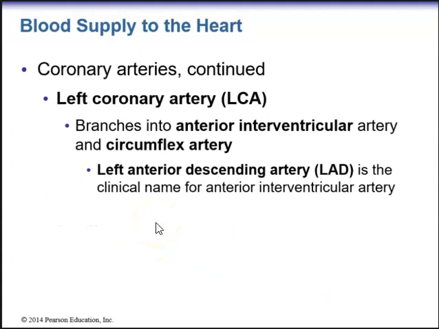The left coronary artery will then branch into an artery that will travel anteriorly and into that interventricular sulcus. So it branches into the anterior interventricular artery as well as the circumflex artery. Now, the anterior interventricular artery is also known as the LAD, or the left anterior descending artery. This is the clinical name that we use for the anterior interventricular artery. And this is the artery that is most likely to become occluded and cause a myocardial infarction, or the death of muscle tissue with its occlusion. So MI, also known clinically as a heart attack.